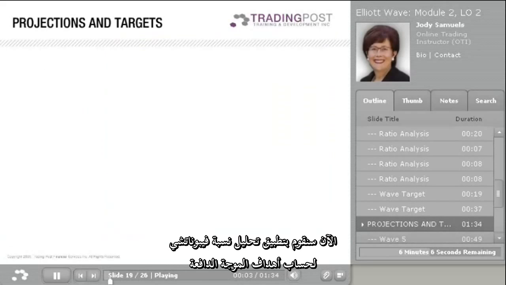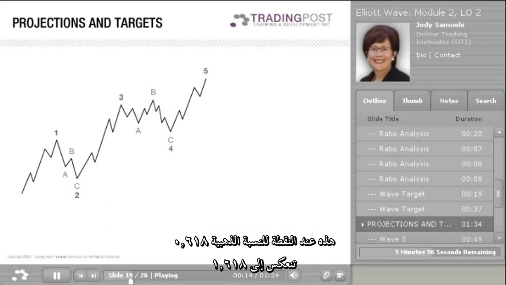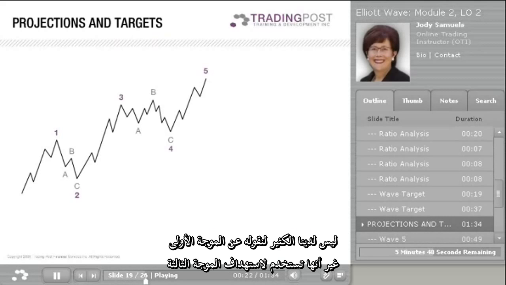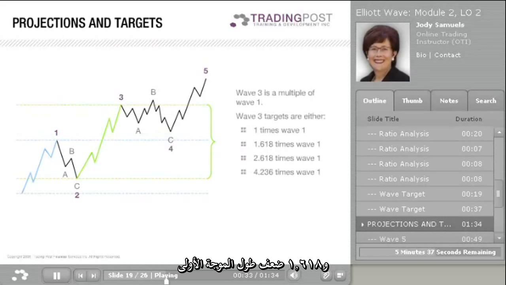Now we are going to apply Fibonacci ratio analysis to calculate impulse wave targets. This is where the golden ratio, 0.618, its inverse, 1.618, and the ratio found between alternate Fibonacci numbers, 2.618, come into play. We don't have too much to say about wave 1, other than it is used to target wave 3. Wave 3 targets are 1 times the length of wave 1, 1.618 times the length of wave 1, 2.618 times the length of wave 1, and 4.236 times the length of wave 1.